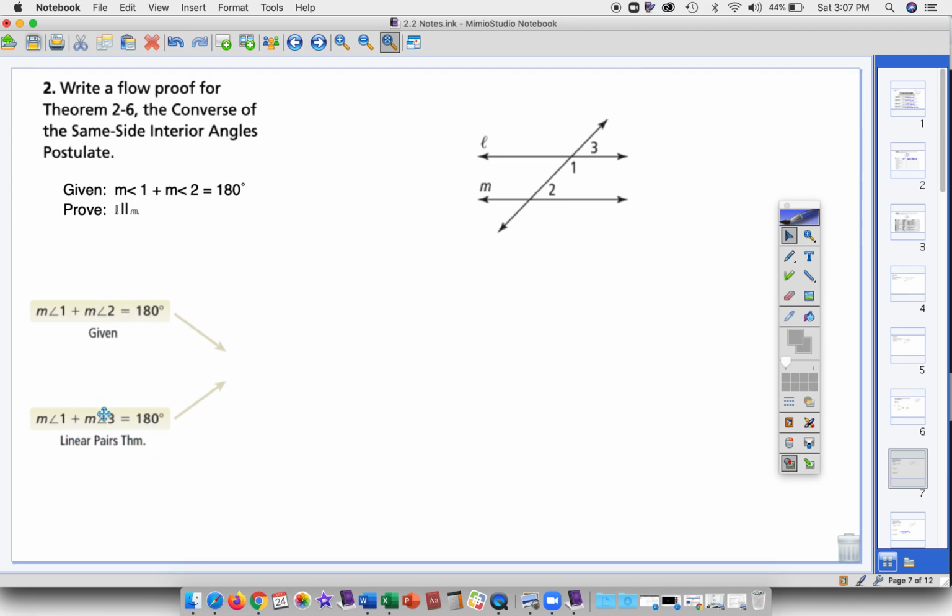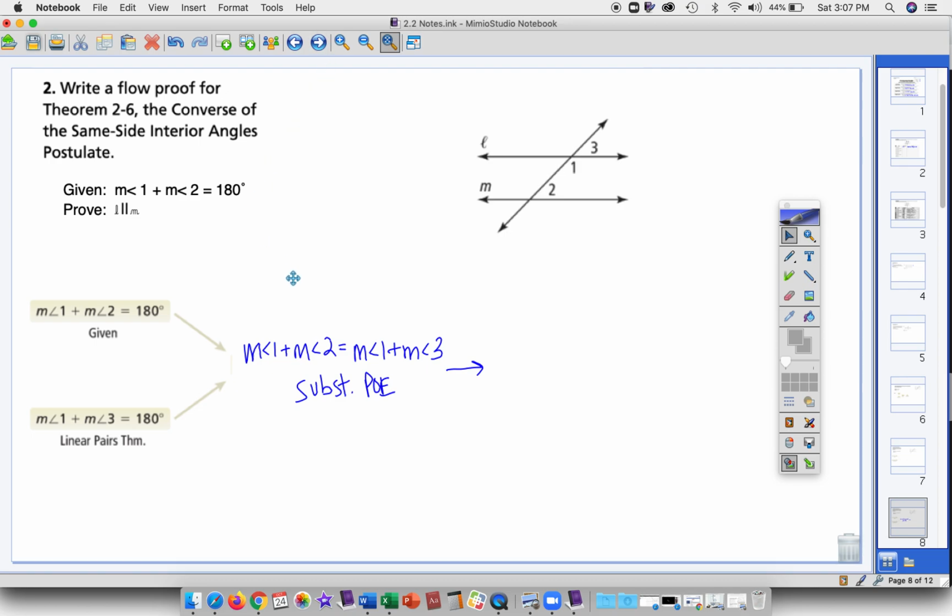and then you can use the fact that angle 1 plus angle 3 is equal to 180, and that's from the linear pairs theorem. So see what you can do from there. Pause the video, and then when you come back, we'll compare and see how you did. Okay, let's take a look.